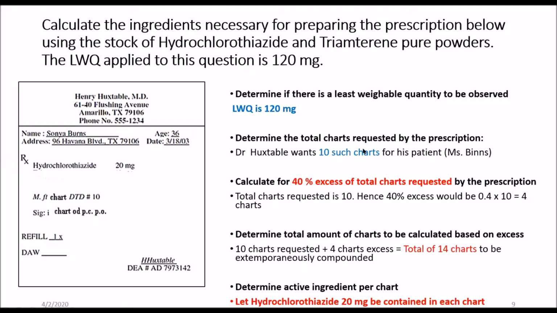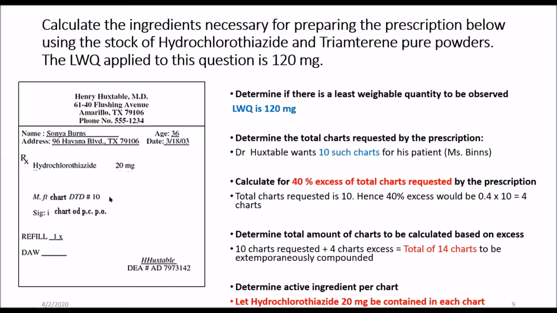We are also to determine the total charge requested by the prescription. DTD number 10 indicates that the doctor requires 10 charts to be dispensed. Now, because what we are working with are powders, we don't want to make the exact amount of powder for 10 charts, because as you can imagine, if you are weighing, some might be spilled somewhere, and you're moving from one area to the next to transfer powders from one container to the next, you're going to have some of that powder being lost. So we have to compound in excess. The general rule of thumb is that we calculate 40% excess of total charts requested by the prescription, and 40% of 10 is 4 charts, and therefore we're going to be calculating for 14 charts.